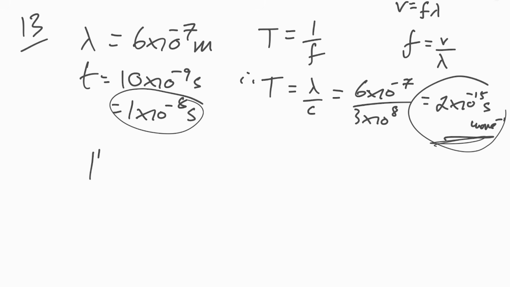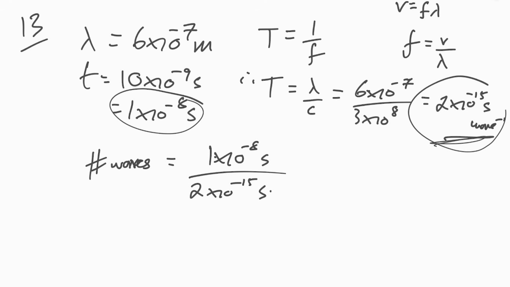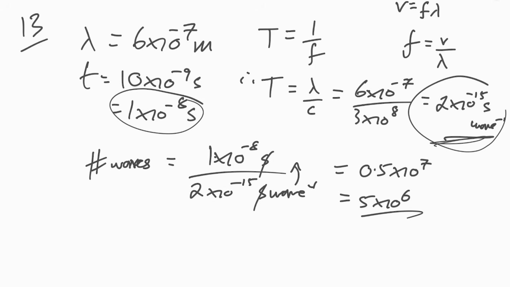So we're going to do number of waves is equal to 1 times 10 to the minus 8 seconds divided by 2 times 10 to the minus 15 seconds per wave. They cancel, waves ends up on top. There we go. And we end up with 0.5 times 10 to the 7, it looks like. So it should be 5 times 10 to the 6. Do we have that? Yes, we do. It's D.